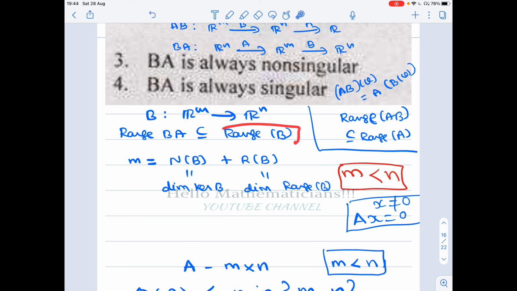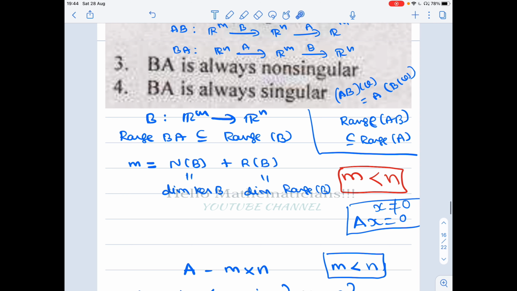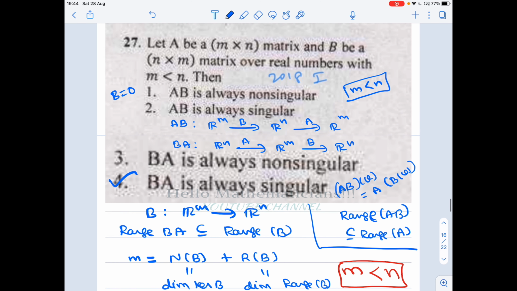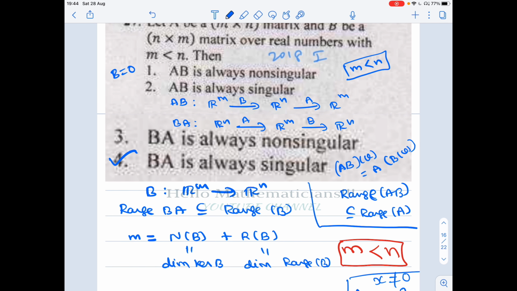Therefore the range of B can have dimension at most m, and m is strictly less than n. Therefore the range of BA can be of dimension at most m. It cannot be n. Therefore BA is singular. BA is always singular from this observation. So in the third option, they are saying that BA is always non-singular. That is false.